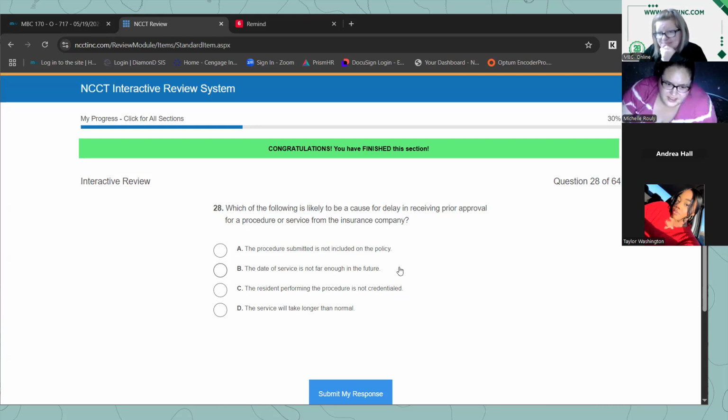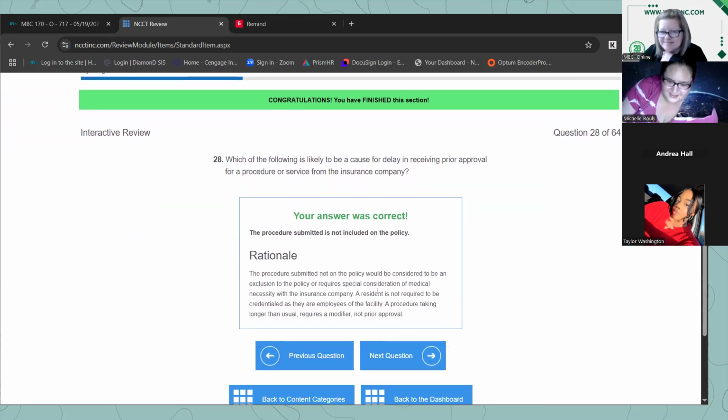I guess my second guess is A. Let's try A because that's what I think it is too. And let's see what it says. Correct. Not included on the policy. Yeah, see, when they're doing prior approvals, it's basically just a check of the patient's benefits are in check on this date. We cover that service, and it is medically necessary. Stuff like that.